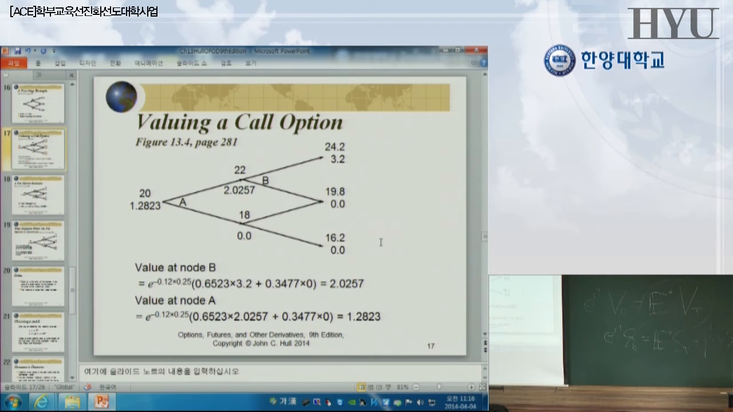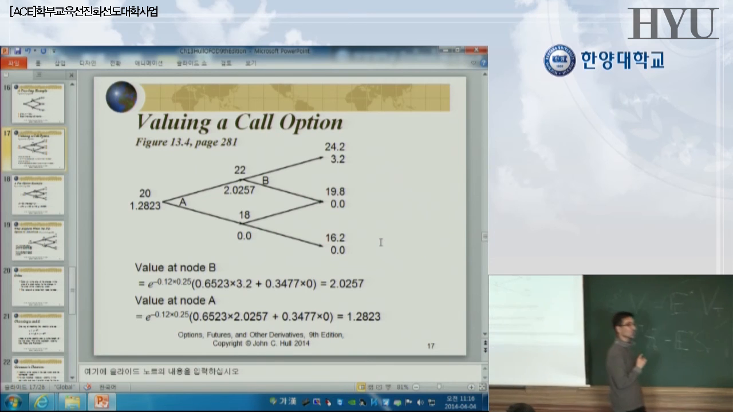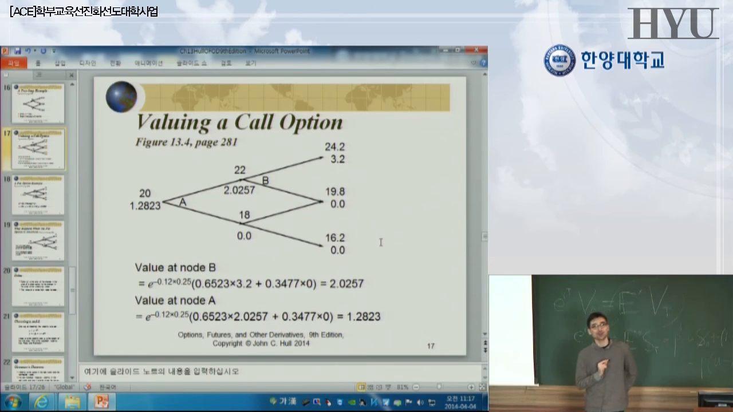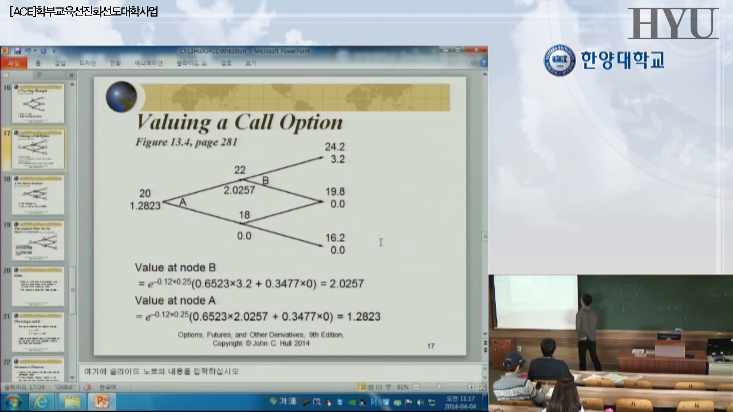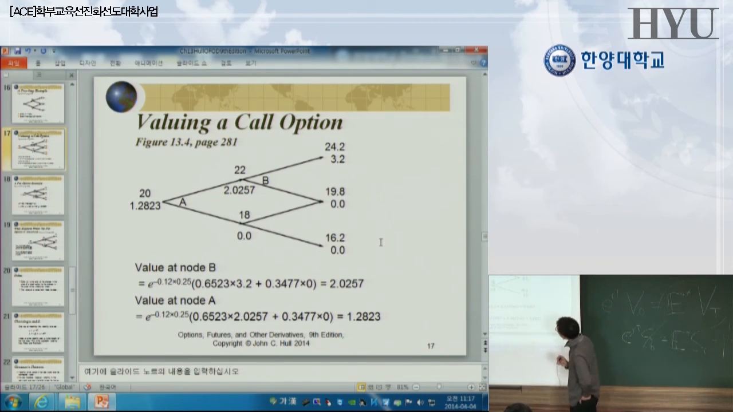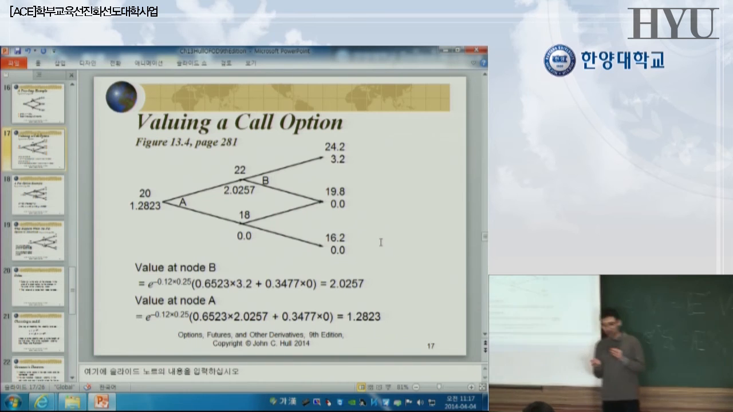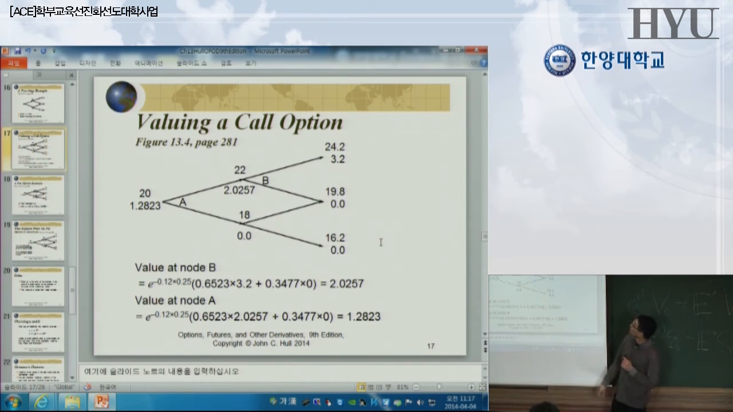But when the stock price is 19.8, then we have no reason to buy an asset worth 19.8 by paying 21. We don't want to do that, so we don't exercise the option. The value of the option is 0. So the value of the option, when the stock price goes down to 16.0, is still 0. So by analyzing the option contract, we figure out that now we have 3 scenarios, and in each scenario the option pays 3.2, 0, and 0. And the question is, what is the value of that option?